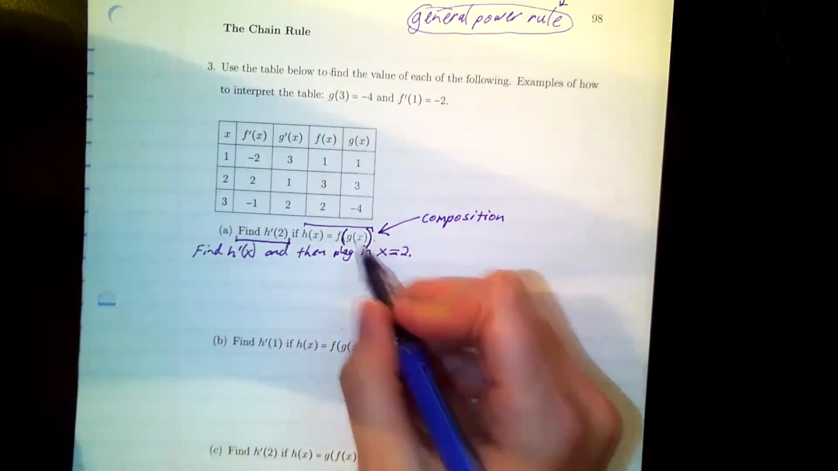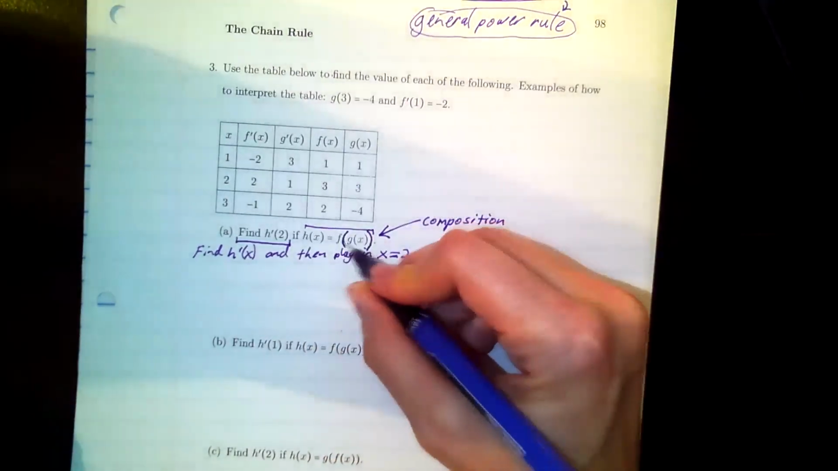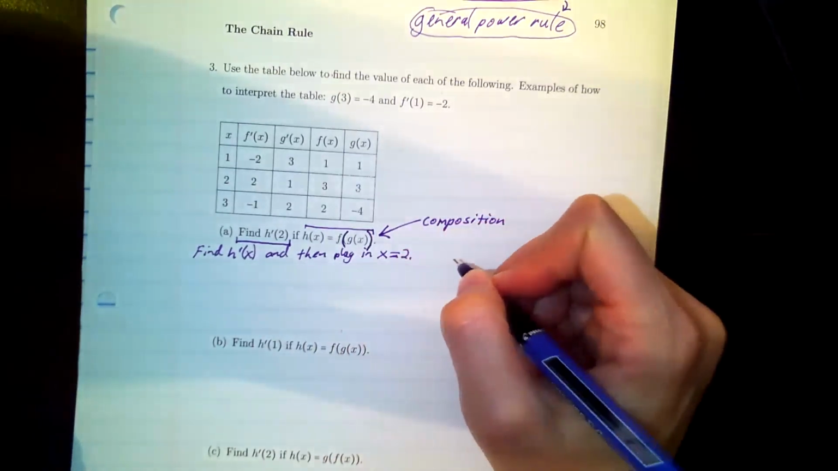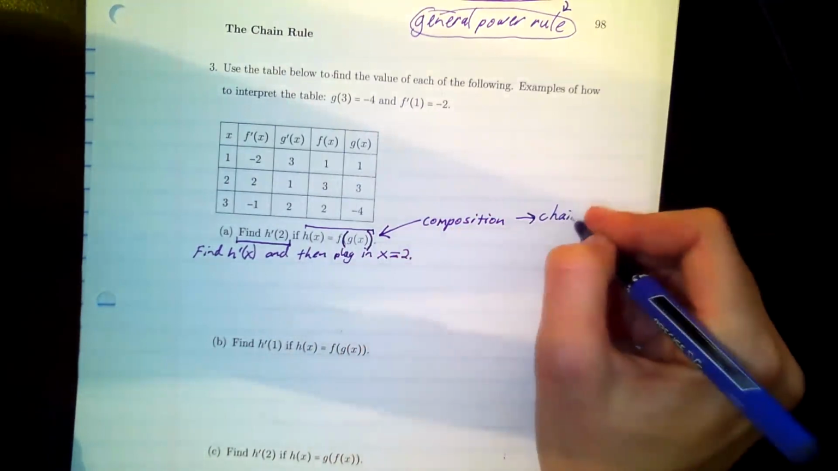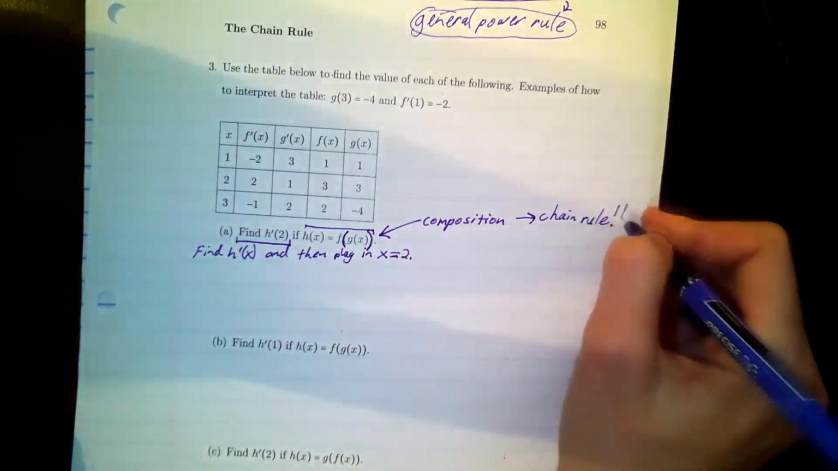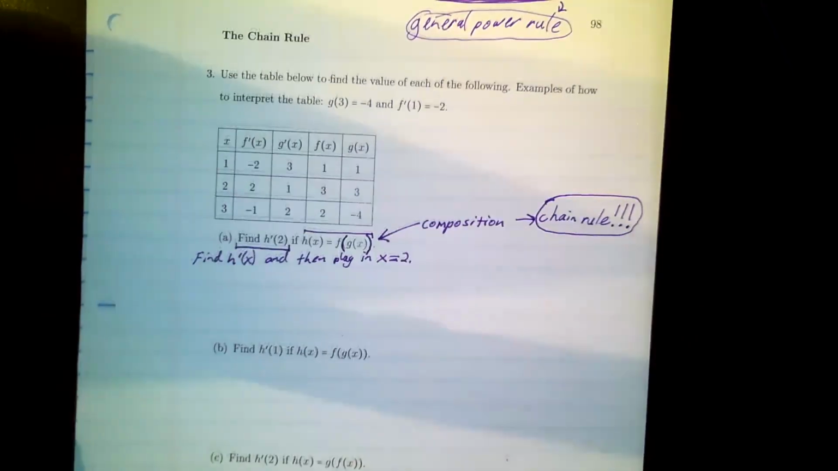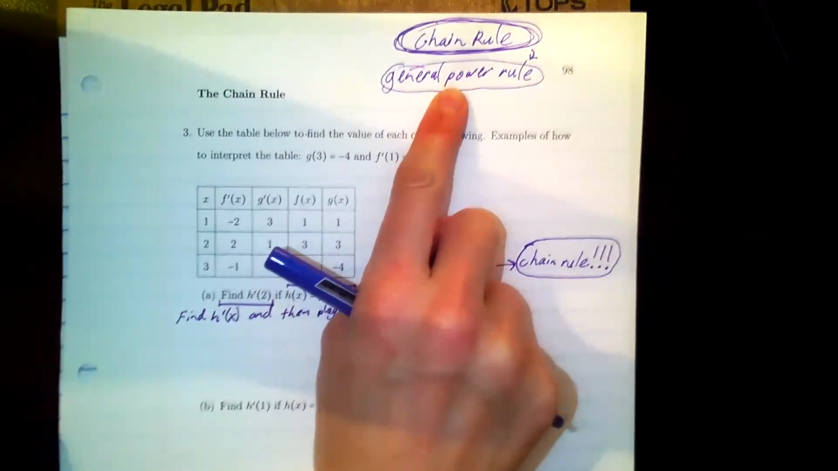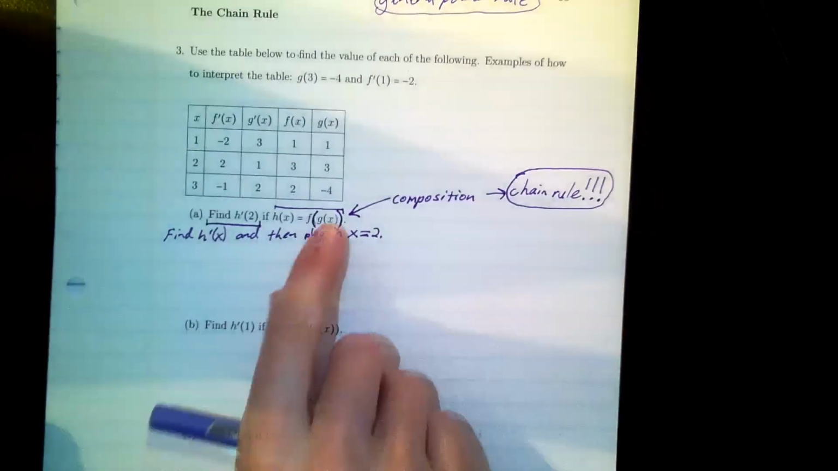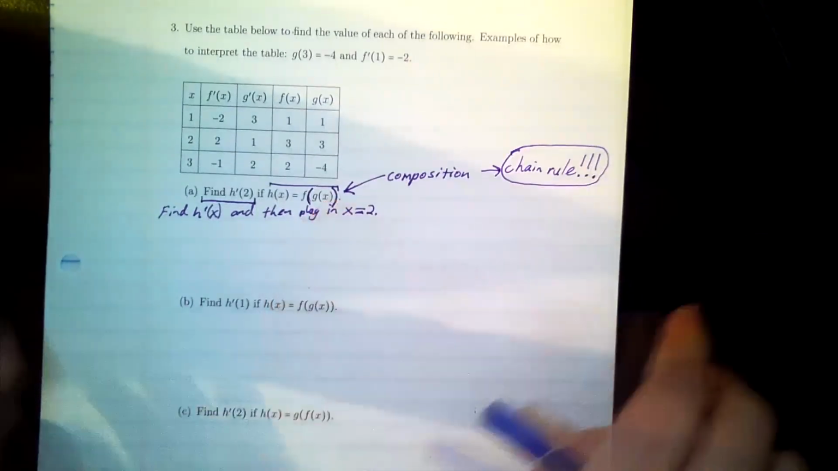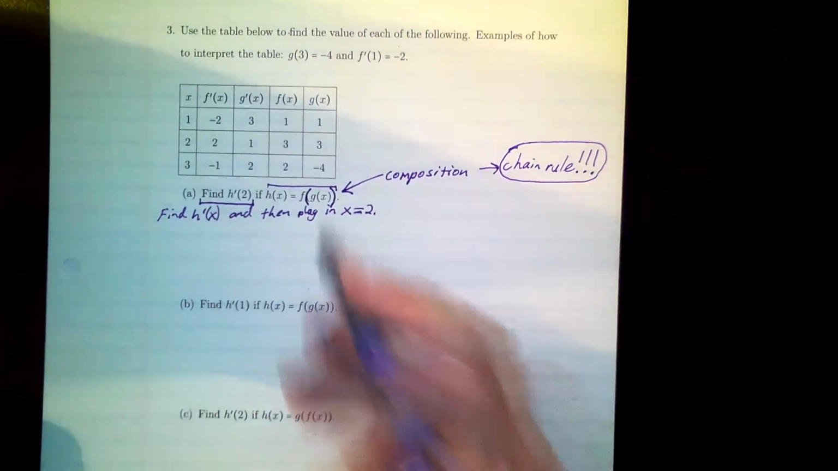When this happens and I notice a composition, if I'm going to take the derivative of anything that looks like a composition and I don't know what those functions are, I don't know what g is, I don't know what f is, I'm going to use the chain rule. Now, technically, we've been doing the chain rule the whole time, each time that we've done the general power rule, because again, the general power rule is a subset of the chain rule.